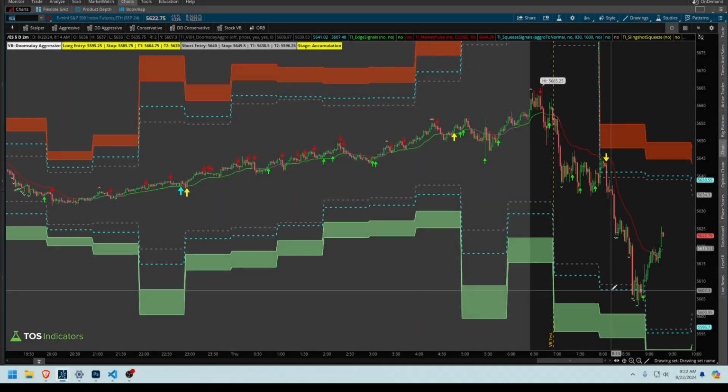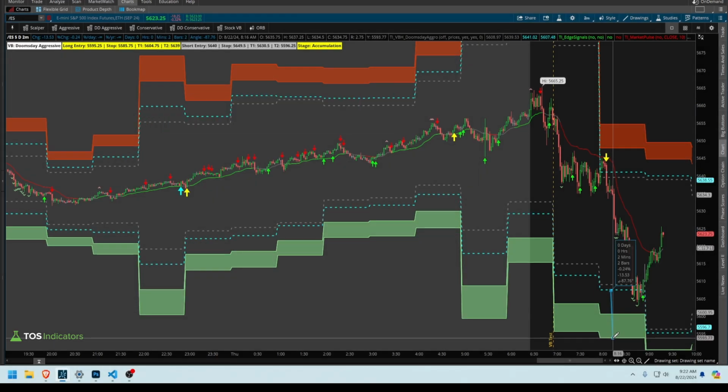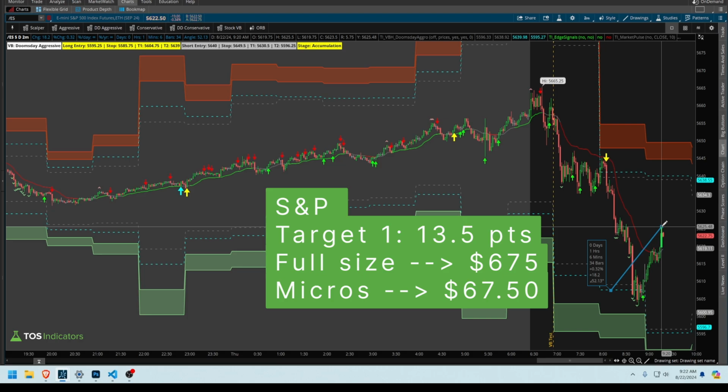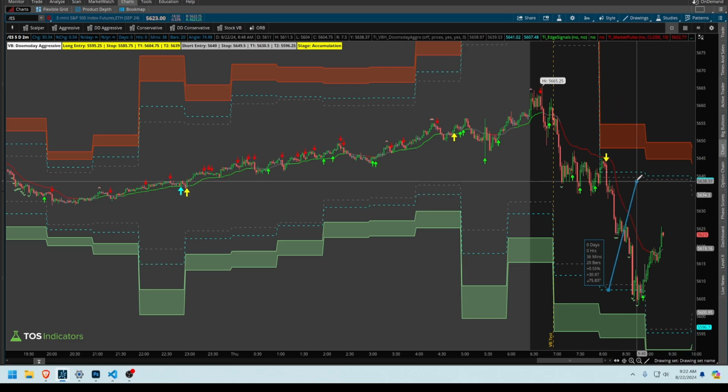All right, so if we do a quick recap, here's ES. ES was on the doomsday conservative. We were looking for about 13.5 points. We've exceeded that now. We've hit the first target. Second target is up here at the gray target line. And for that, we're looking for about 32 points.